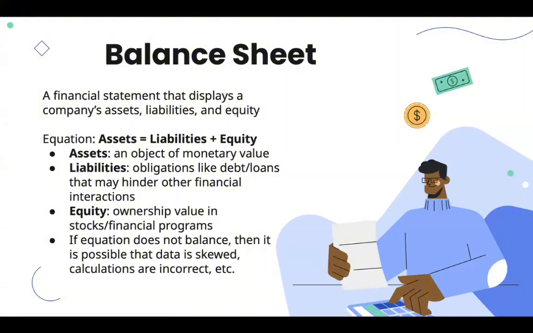Assets equal liabilities plus equity. This equation must always hold true, as it represents the financial structure of any business. Now let's break down each of these components.